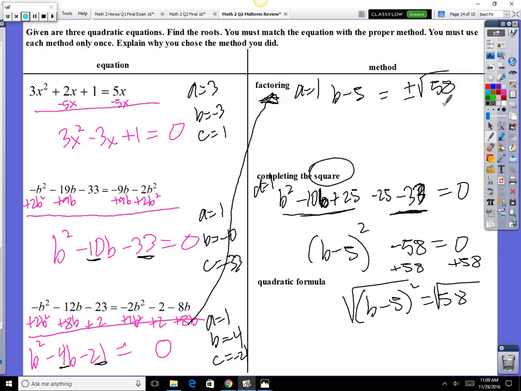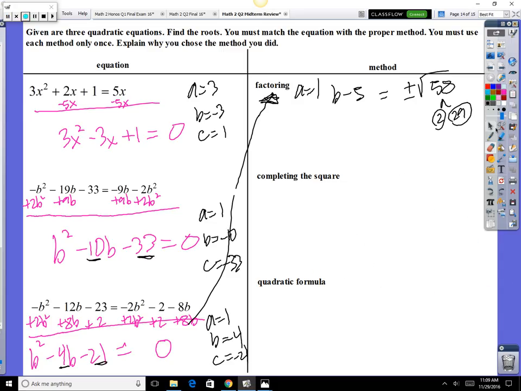Okay, 58 is a big number. Inside 58, if you try and pull some squares out, 58 is 2, which is done, and 29, which is prime. So there's nothing in 58. 58's cleaned up. So all you got to do is get rid of the minus 5. So let's plus 5, and let's plus 5 to this side. Now, these are 5 ones and this is 1 square root of 58. So these are not like terms. You cannot add 1s with square roots of 58. So your final answer is 5 plus or minus square root of 58.